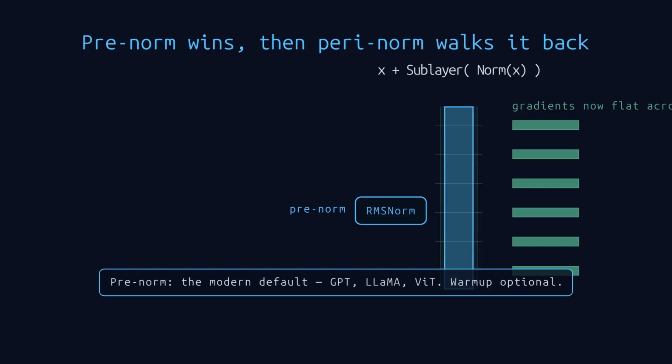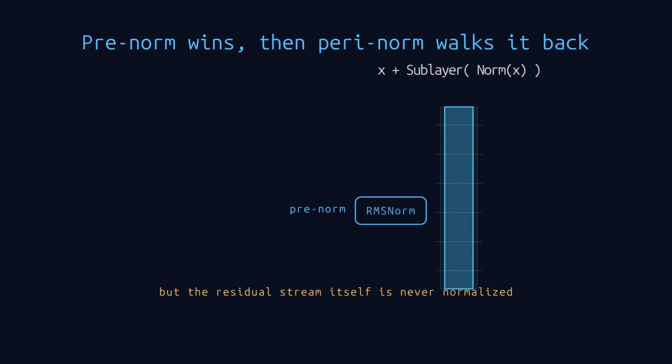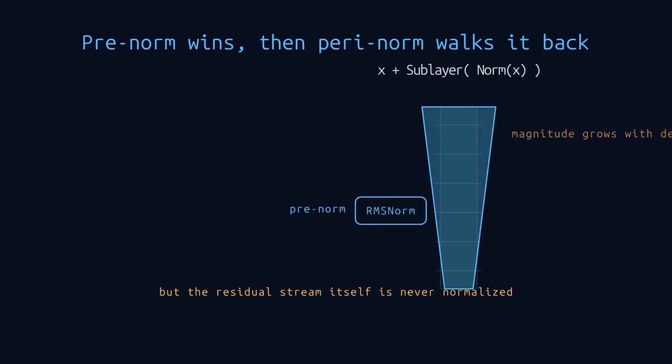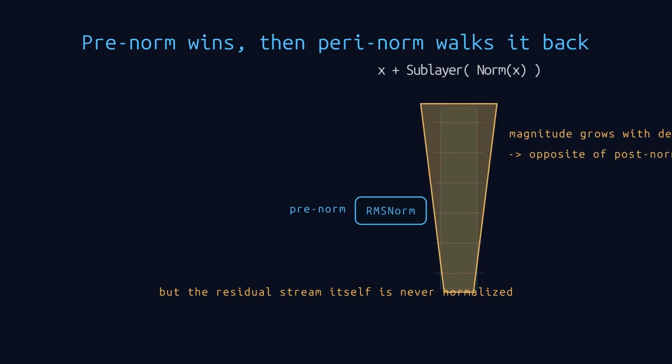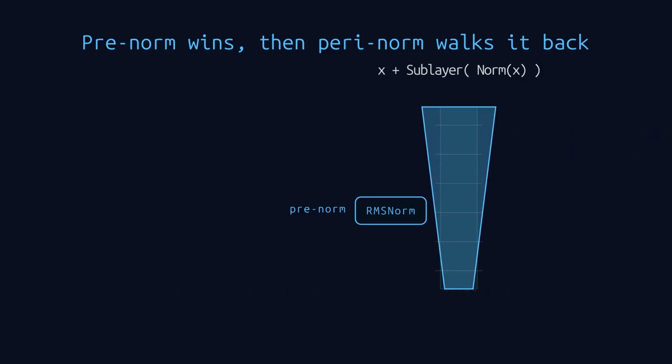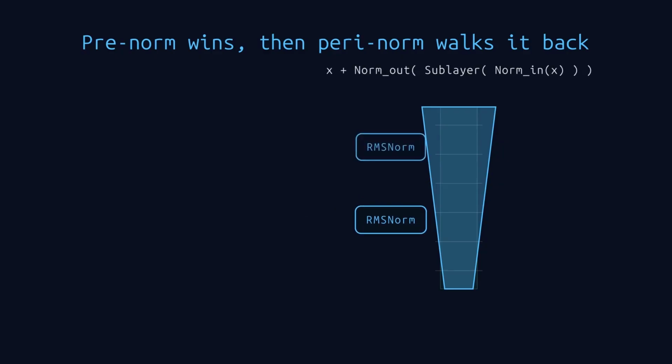But pre-norm has a hidden cost. Because the residual stream is never normalized, its magnitude grows as you go up the stack. Every sublayer dumps its output straight onto that highway, and nothing rescales it. In a shallow model, you don't notice. In a very deep, very large one, that growth comes back as instability, the opposite failure mode from post-norm. So the field is now walking partway back.